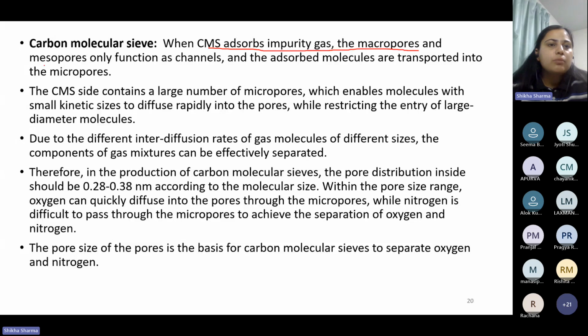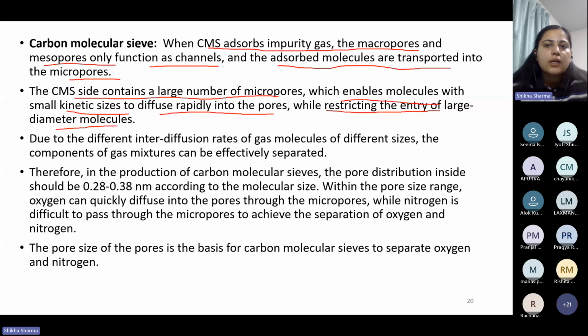So when the carbon molecular sieve absorbs impure gases, what happens? Macropores and mesopores only function as channels, and the adsorbed molecules are transported into the micropores. The CMS contains a large number of micropores, which enables molecules with smaller kinetic size to diffuse rapidly into the pores while restricting the entry of larger diameter molecules.